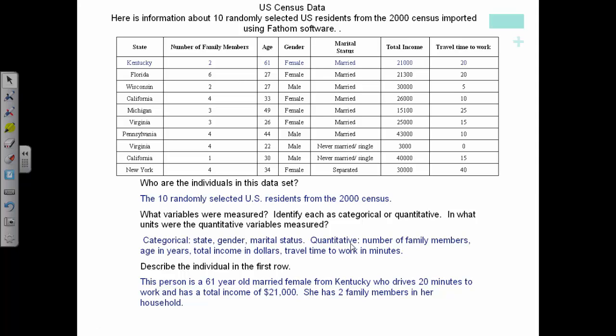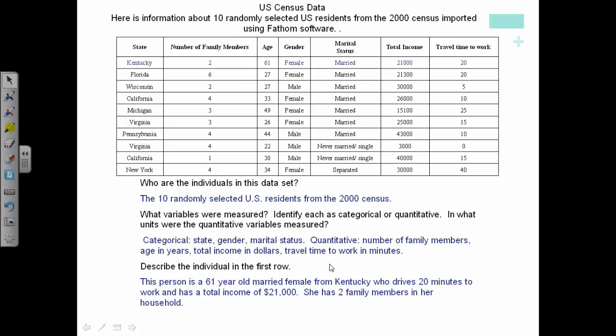Here's another example. We have individuals from U.S. residents, 2000 census, imported using Fathom software. We will be learning to use Fathom software later on in the class. The individuals in the data set are the 10 randomly selected U.S. residents from the 2000 census. Make sure that you're real clear and concise when you write out your answers to questions and problems.